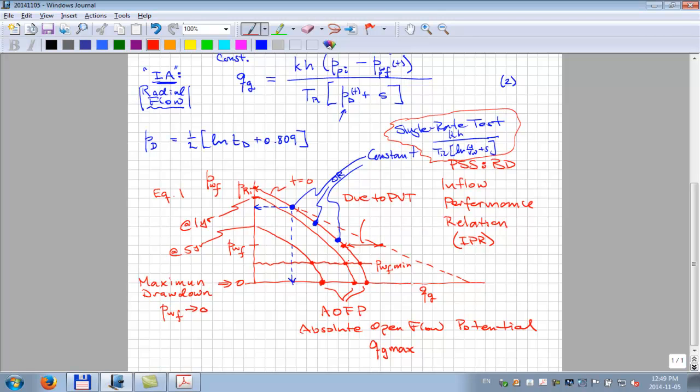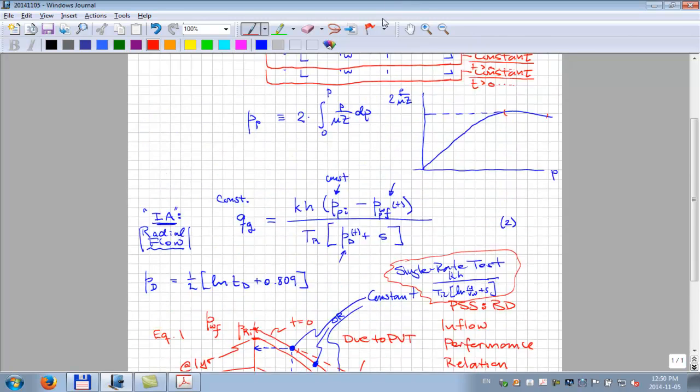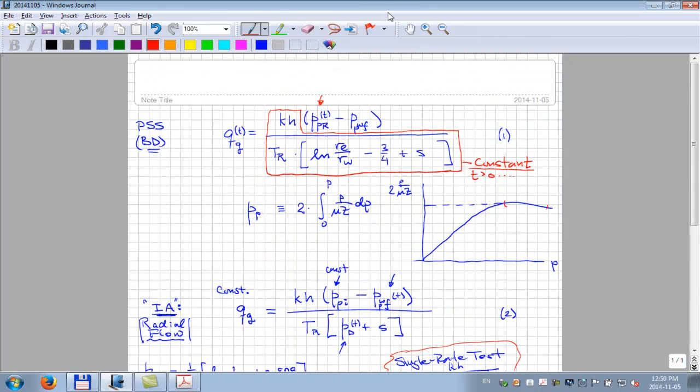this is the way you do engineering well performance. How much will the well deliver at any given time? And if Darcy's law, which is the source of this equation, applies, then we can do it this simply. We make one test, and then we know the well performance the rest of the time. Okay?